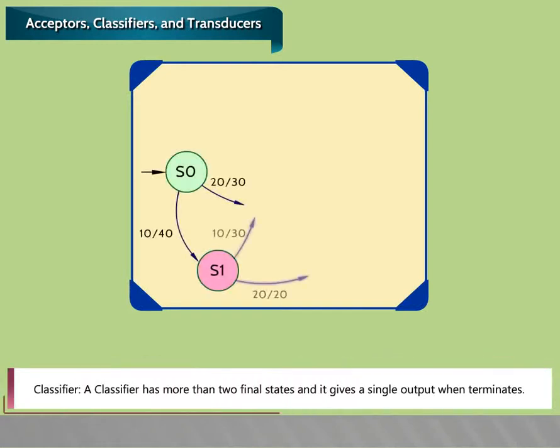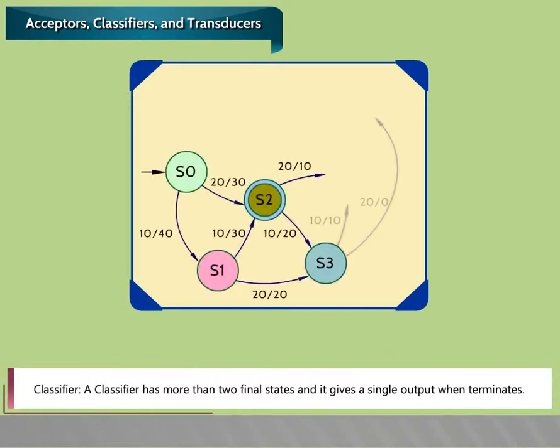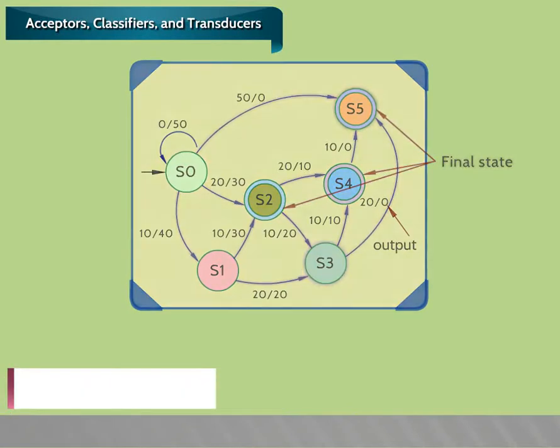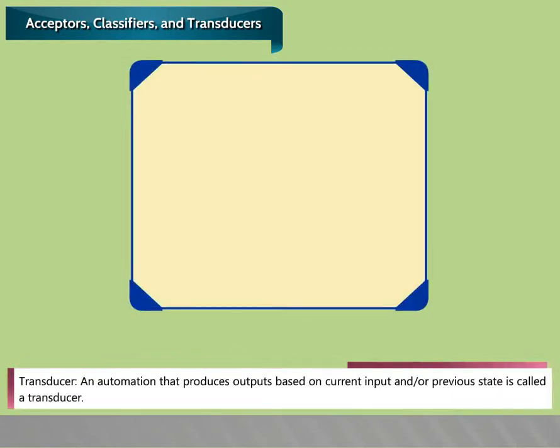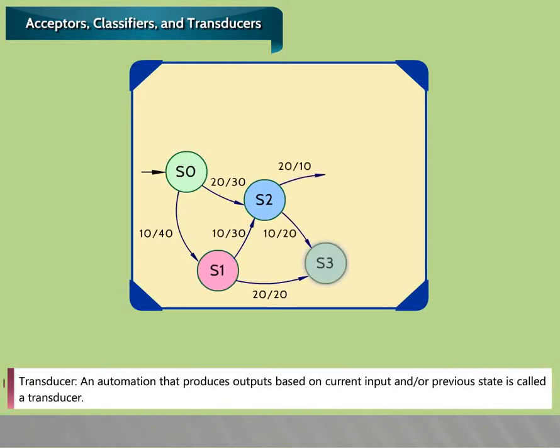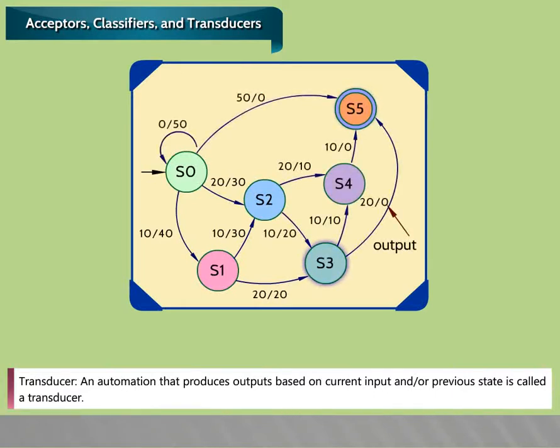Classifier. A classifier has more than 2 final states and it gives a single output when it terminates. Transducer. An automaton that produces outputs based on current input or previous state is called a transducer.